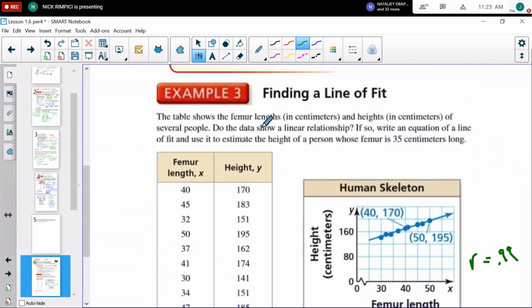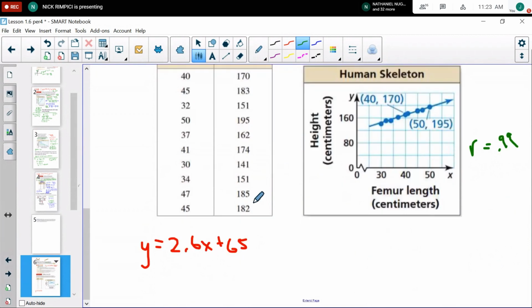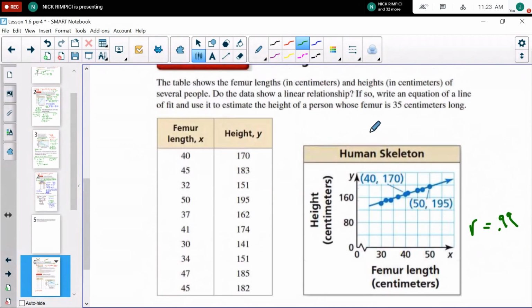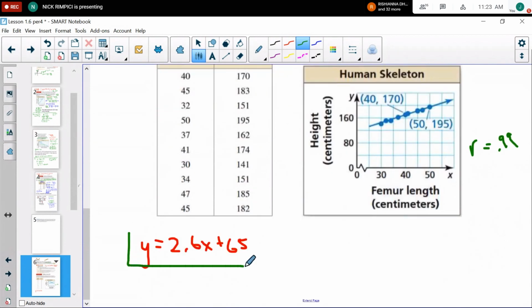Does the data show a linear relationship? By looking at it, yeah, it does. The dots are really close to the line, so it's a pretty good relationship. So the answer to A is yes. All right, I'm not going to write that down, but we get it. If so, write an equation of the line of fit and use it. Okay, here's the equation. There it is.